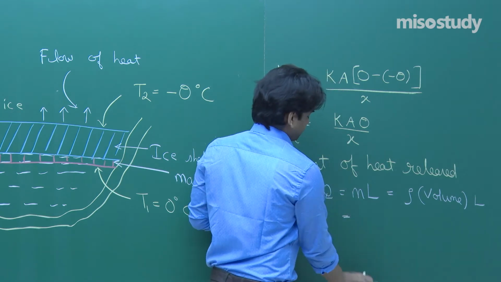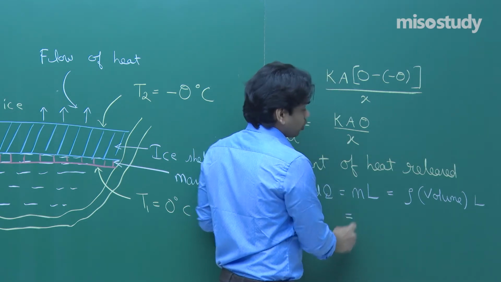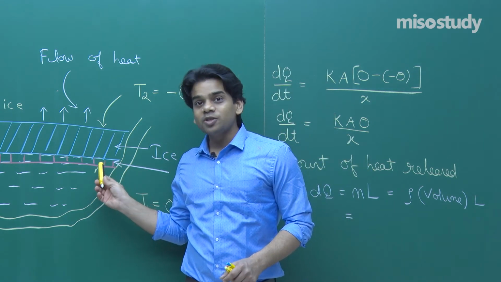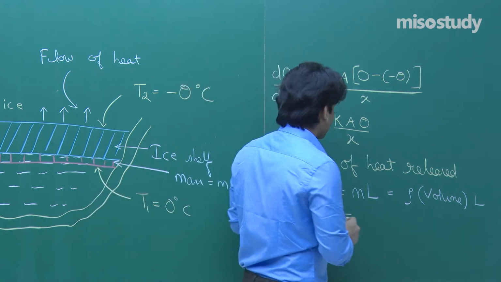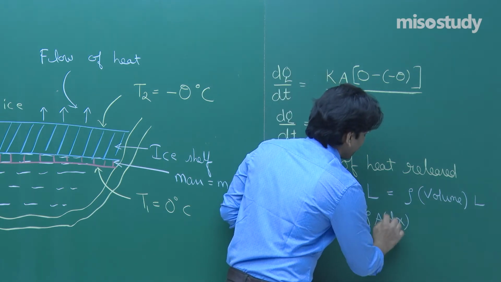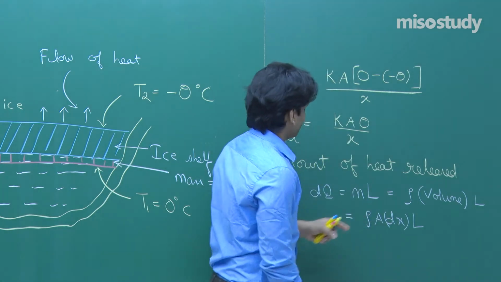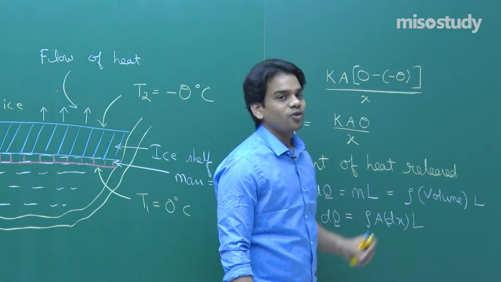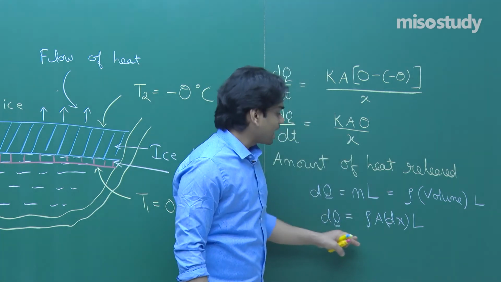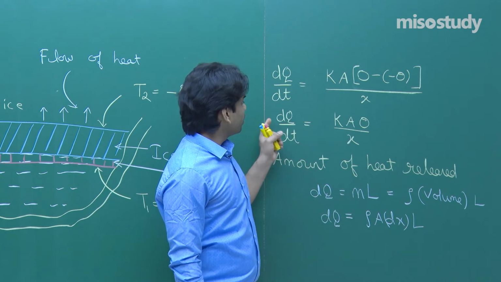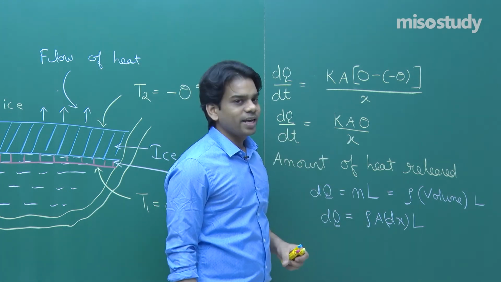Let's go ahead with further simplifying it. Rho into volume. Volume, try to understand, will be equal to A into dx. So let me write this as rho A dx into L. We got this: rho A dx into L. This is the amount of heat that should be released from the ice so that a dx thickness of ice layer is formed. Now dq by dt is k A theta by x.